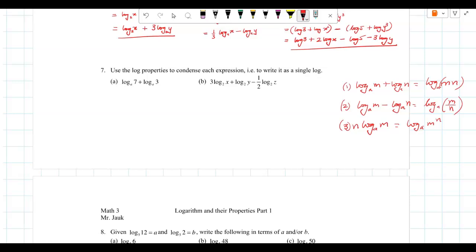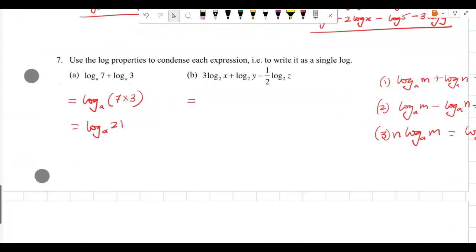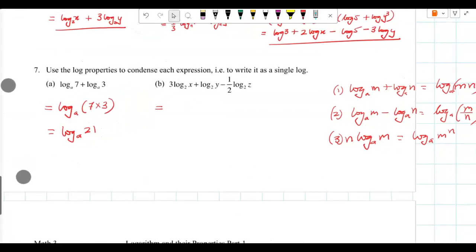So what will this become? This would be log base a of 7 times 3, so that's log 21. This one, you're adding as well, so... No, first you take the powers. First take the powers.